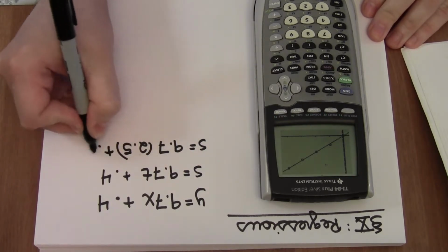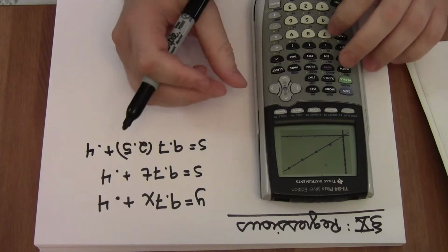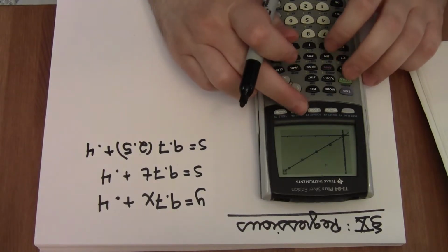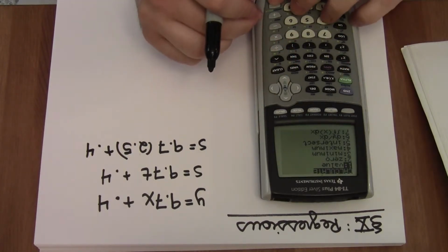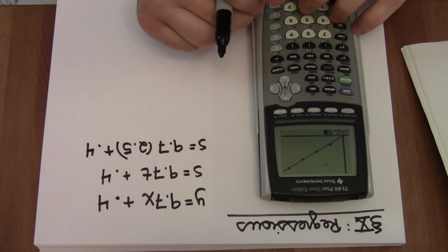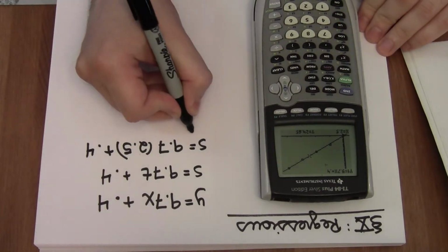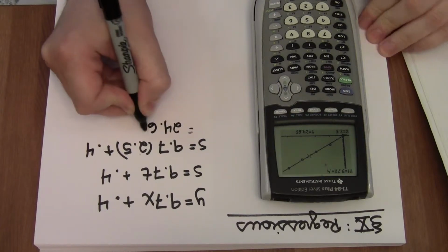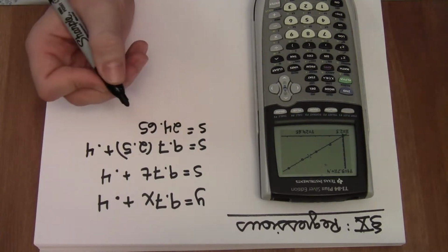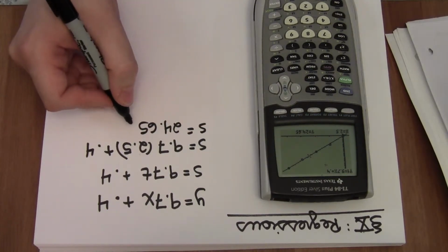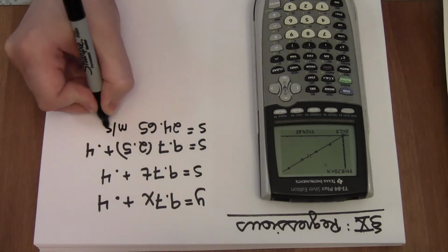I can actually do that directly on the graph that I see by going to second calculate, select option 1, the value. When x equals 2.5, my y value is about 24.65. So after 2.5 seconds, the speed of the object should be about 24.65 meters per second.